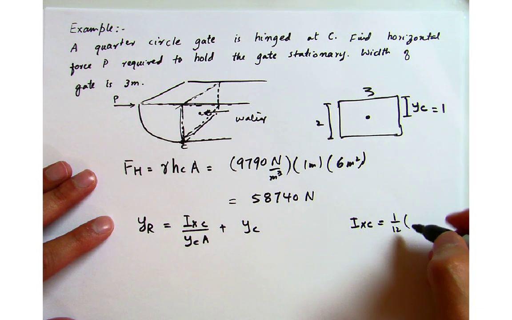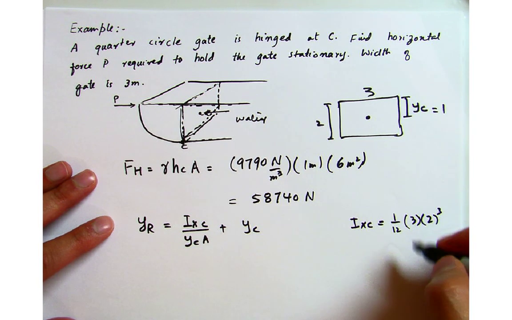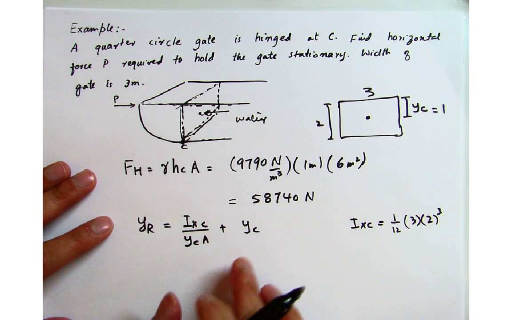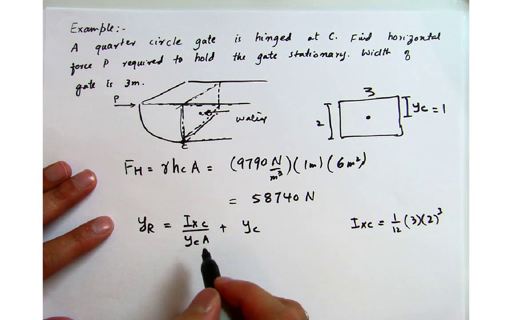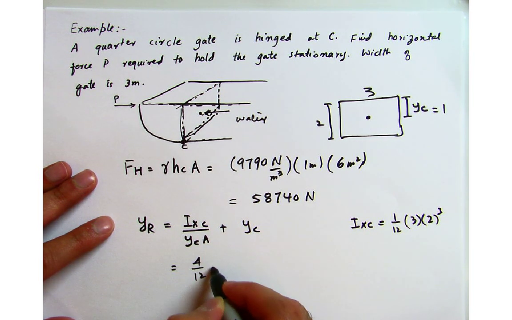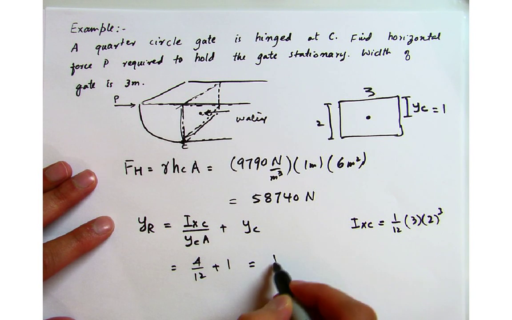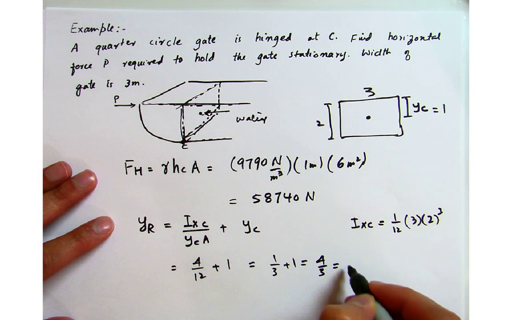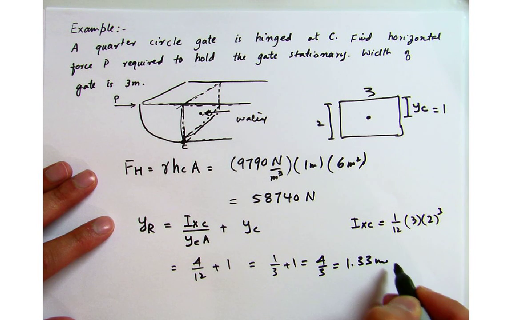which is 1 over 12 b cube times 2 to the power third. So this is the second moment of area for a shape that looks something like this. When I put all of these things together, it gives me 4 by 12 plus 1, which is 1 by 3 plus 1, and all of this is 4 by 3, which is 1.33 meters.